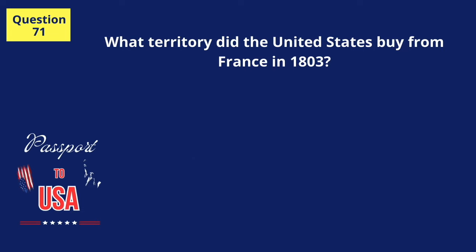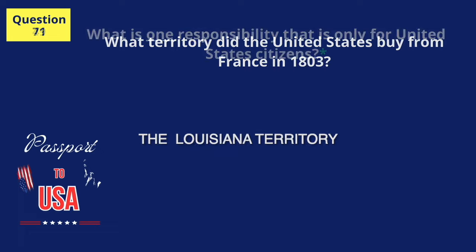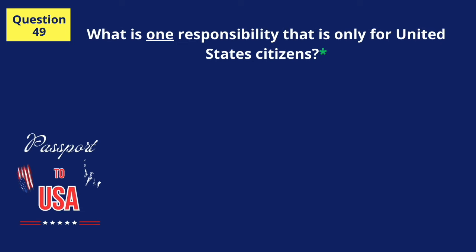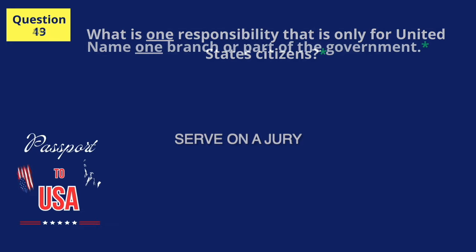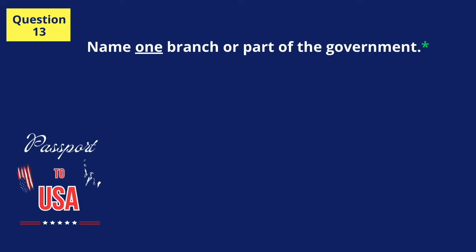What territory did the United States buy from France in 1803? The Louisiana Territory. What is one responsibility that is only for United States citizens? Serve on a jury. Name one branch or part of the government. Congress.